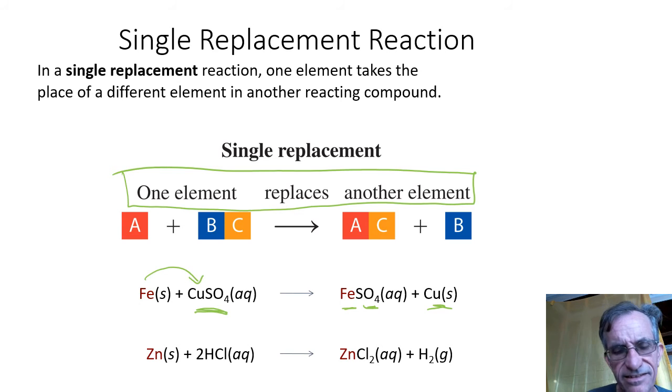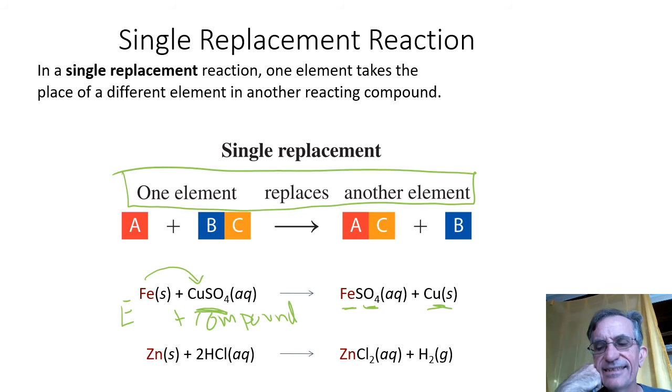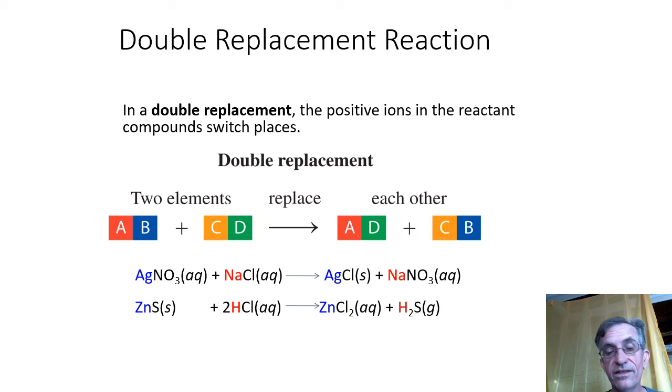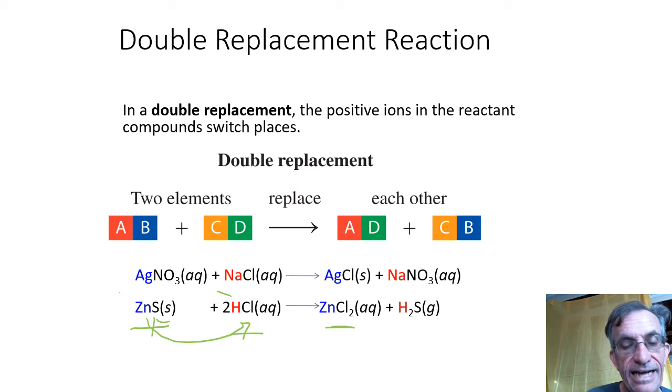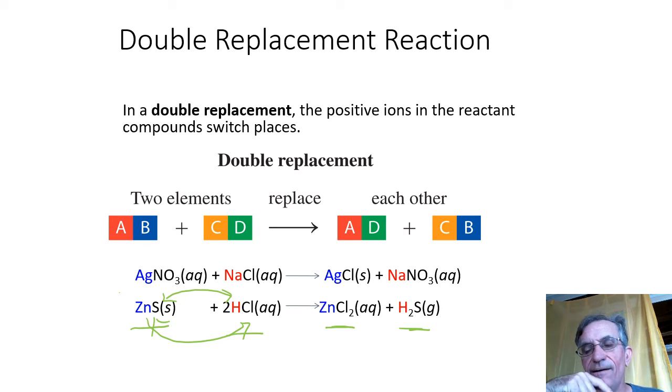Another way I can help you understand this is that it involves an element reacting with a compound. If you start off with an element and a compound, there's a good chance that's a single replacement. Now, in a double replacement, we start off with two compounds. In these two compounds, there's this double switch happening. So zinc goes off with chloride, and then hydrogen goes off with sulfide. A double switch is occurring. That's called a double replacement.